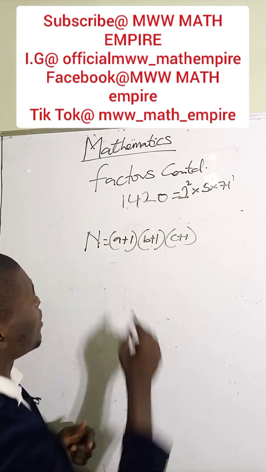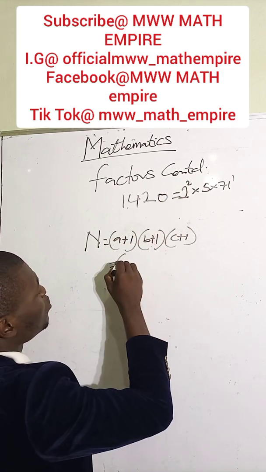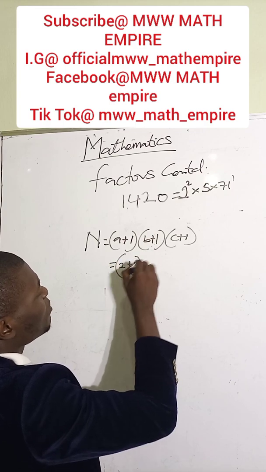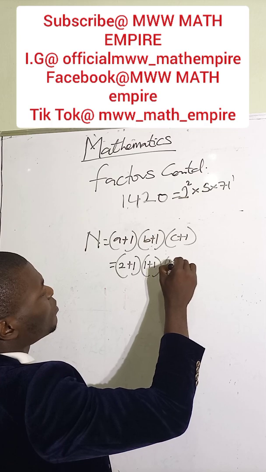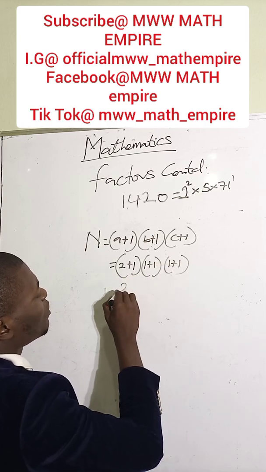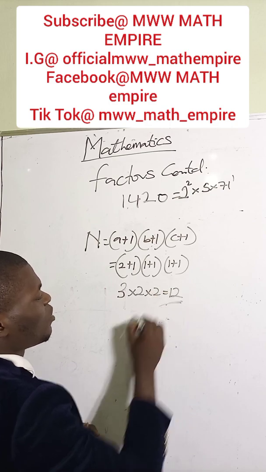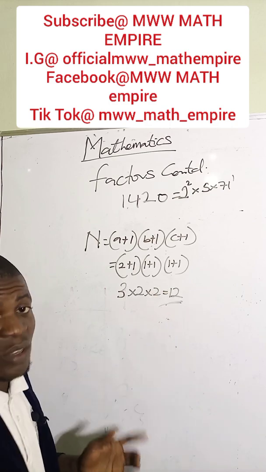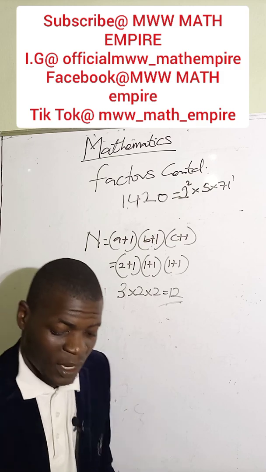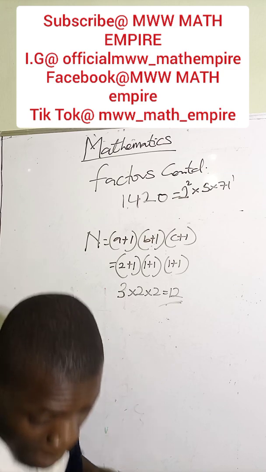That implies that this will now be (2 plus 1) times (1 plus 1) times (1 plus 1). 3 multiplied by 2 multiplied by 2 will give us 12 as the answer. This is just the number of factors. We have answered that very well now. Now, let us go to the sum of factors.